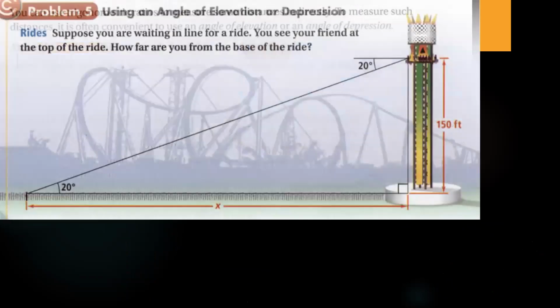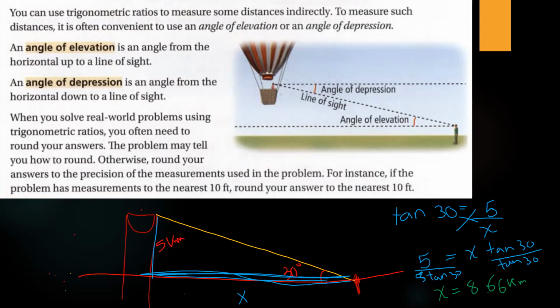So did you now understand the meaning of angle of depression and angle of elevation? What's the difference between angle of depression and elevation? Okay, this is the horizontal line. The angle from the horizontal line up to the line of sight, I call angle of elevation. And the angle from the horizontal line down to the line of sight, I call angle of depression. You got that now?